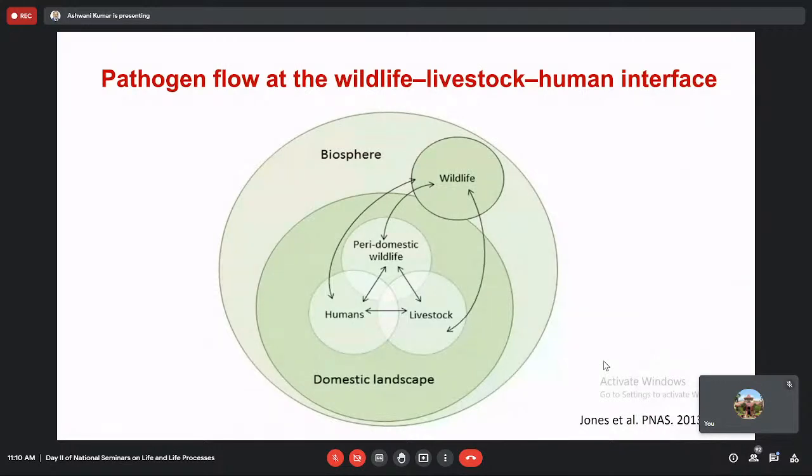So here is what can be summarized: there is close interaction between humans, livestock, and peri-domestic wildlife. And when these three overlap, there is a possibility of pathogens being passed on from animals to humans. And there is an interaction between wildlife and livestock, and also humans with wildlife as humans venture into the wilderness or nature, and overall the biosphere controls these interactions.